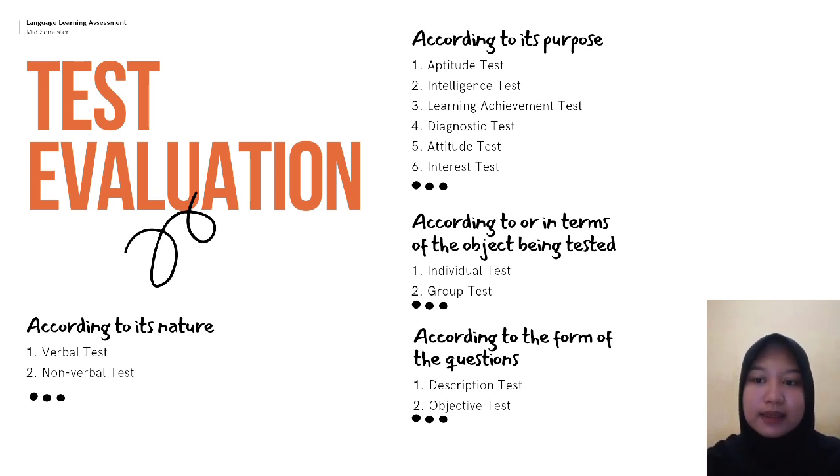Next one is according to the object being tested. There are two. The first one is the individual test and then the group test. And then the last one is according to the form of the question, divided into two tests. The first one is the description test.